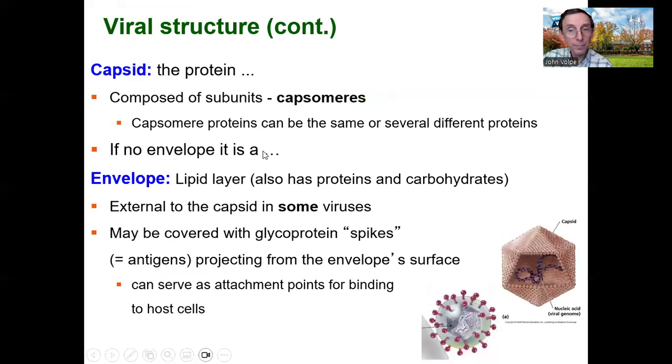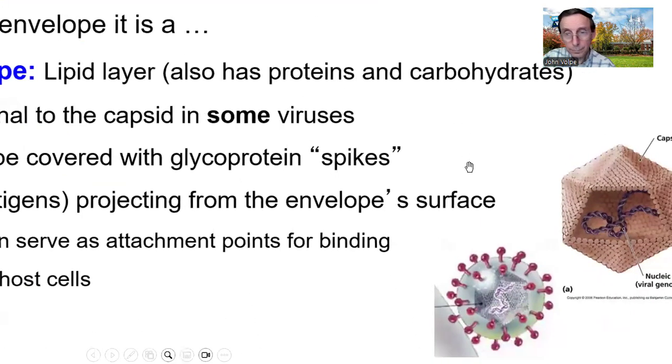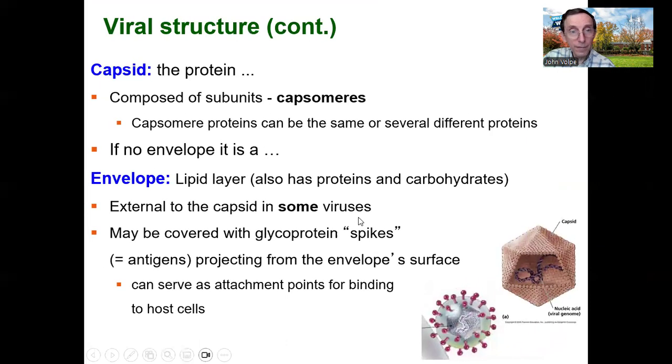If I blow this up, you might be able to see it. Right there is the viral genome. Right there is the capsomere, sort of a hexagon. And then here is the envelope. If the virus has an envelope, it may have glycoprotein spikes shown by these reddish purple spikes right there. The spikes are antigens projecting from the envelope surface.